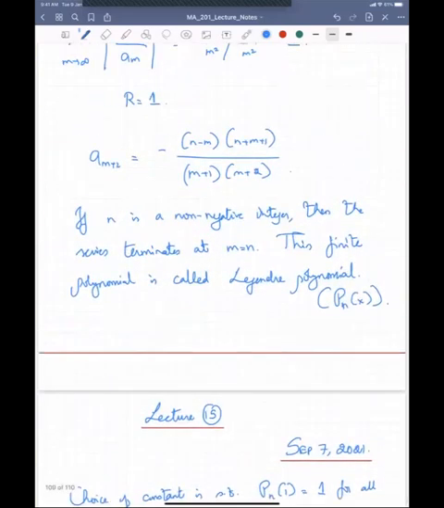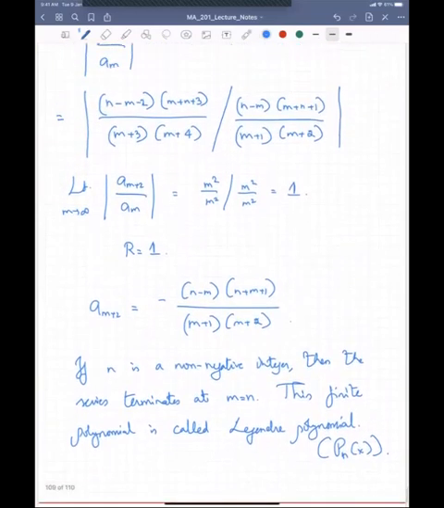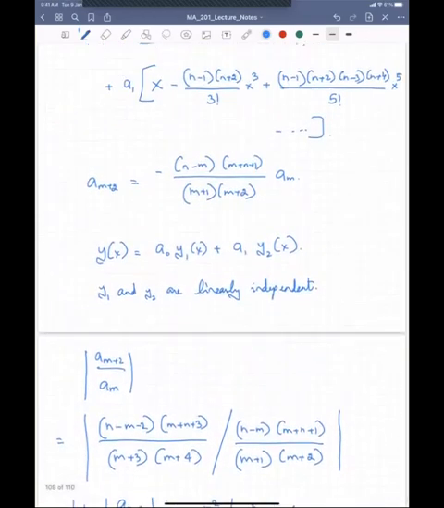a_(m+2) is this times a_m. Oh, sorry, I missed this here, right? So a_(m+2) is this times a_m, right here. So now we have fixed the highest power.